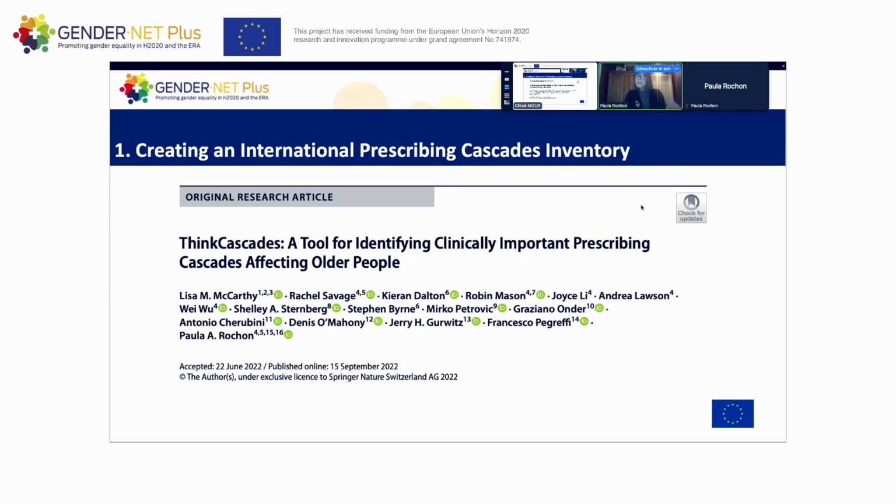So in terms of some of the pieces that we were able to do, we did create a very interesting piece that describes an inventory of prescribing cascades that are out there in the world. And we did this using a Delphi process and getting input from people from all of the countries that were involved in this project.